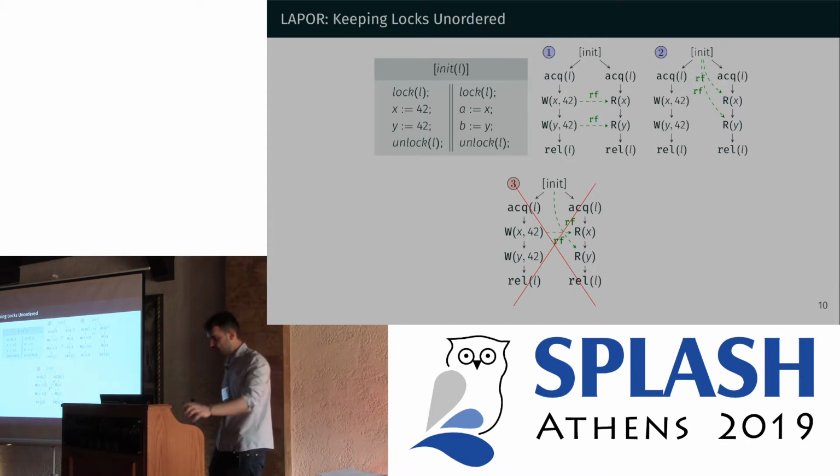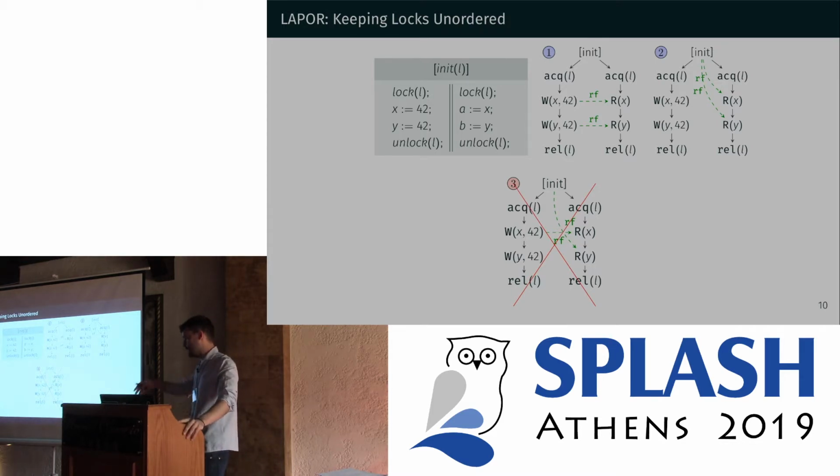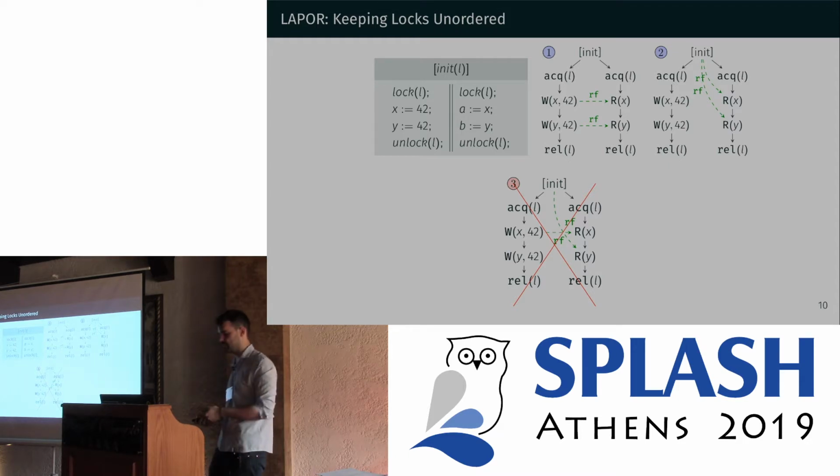locks. And not generating such executions is much easier with the classic partial order reduction algorithm, mostly because the locks and the unlocks have semantics, which exclude some of the inconsistent options, and you get that for free. So in this case, we have to be a bit more careful. So I'm going to show you how Laper actually does this.